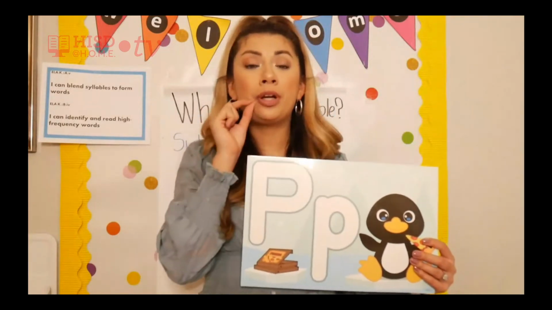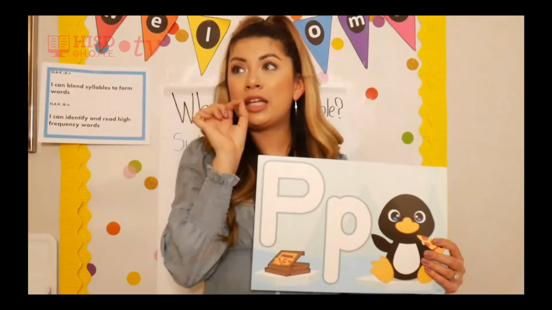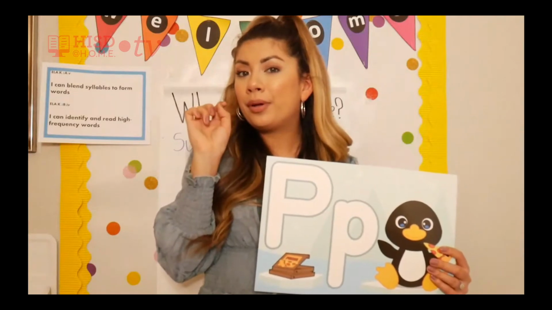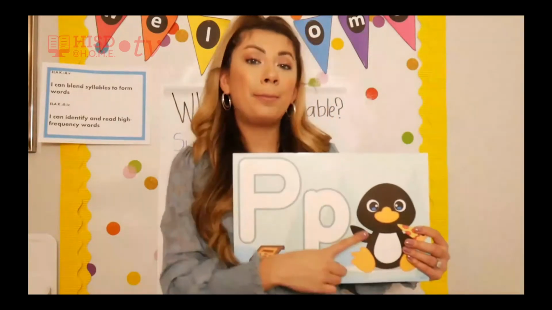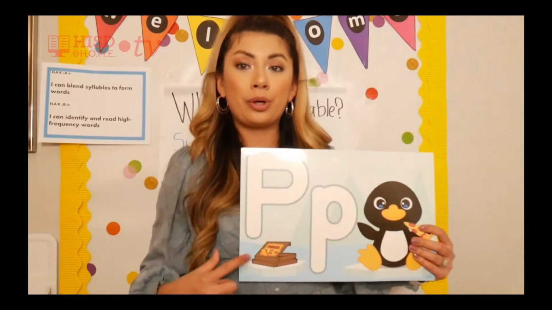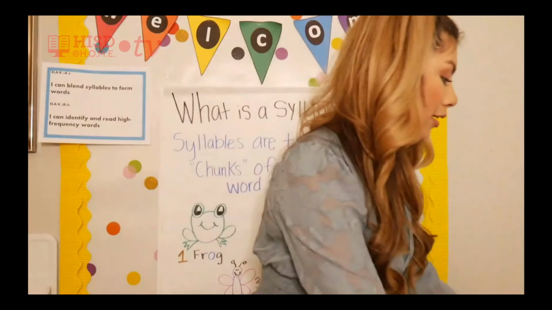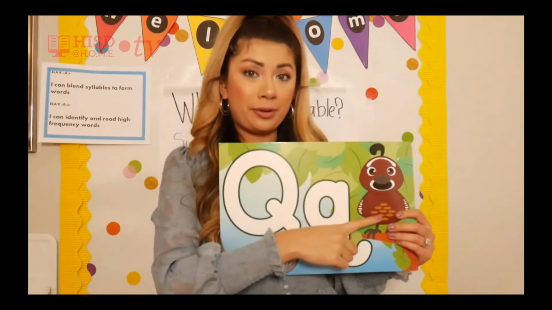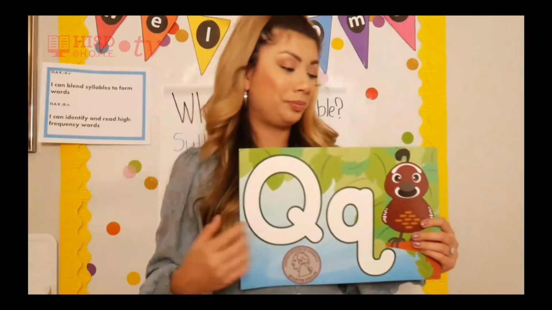Then we have P. P sounds like p. We kind of put our lips together and we shoot out some air. P. Like penguin or pizza. Then we have Q. Q makes a k sound. K. Like quail and quarter.